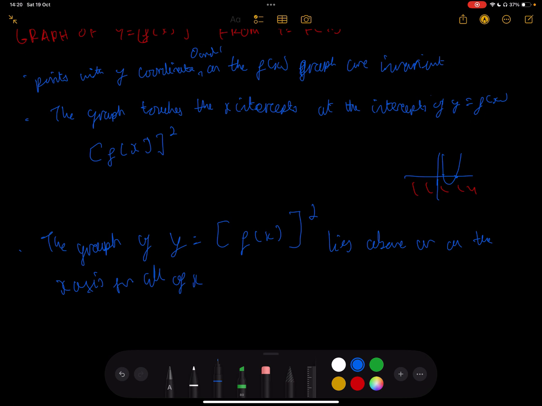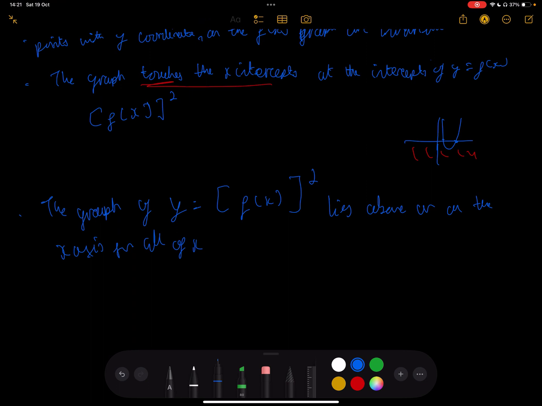Well, what does this mean? We know that the graph of y is equal to f of x squared has to always be above the x-axis, because any number that's squared will always return a positive, even if it's negative, because a negative times a negative is a positive, and a positive times a positive is a positive. Therefore, it can never be negative, but it can touch the x-axis where we highlighted earlier. It can only touch the x-intercepts and not actually intersect the x-axis.